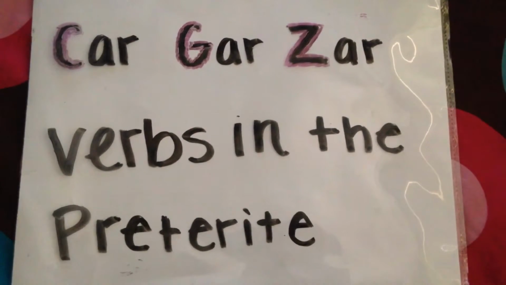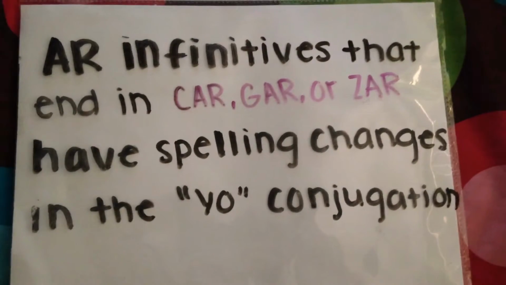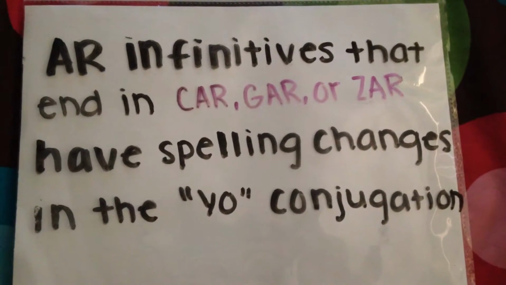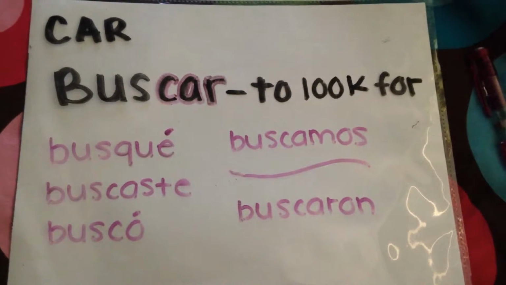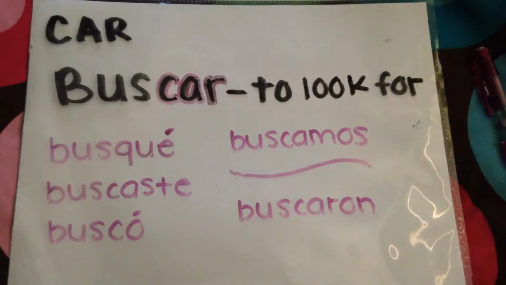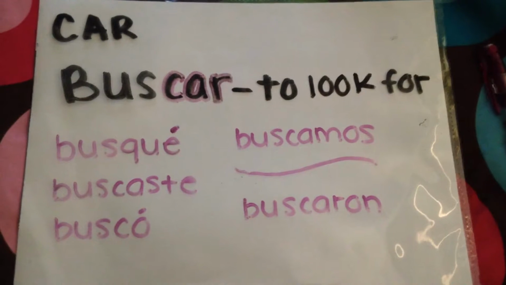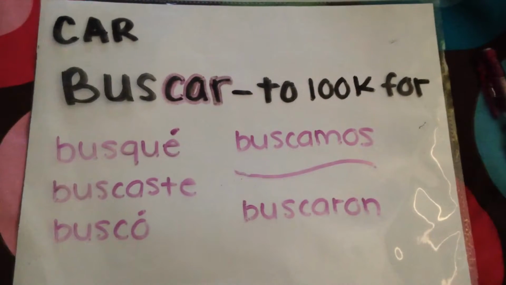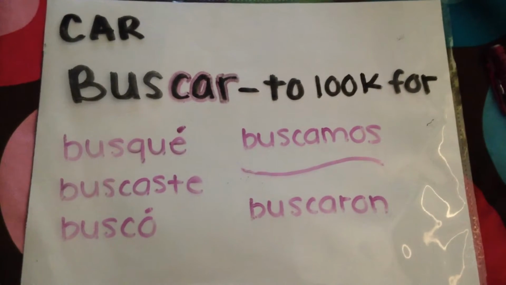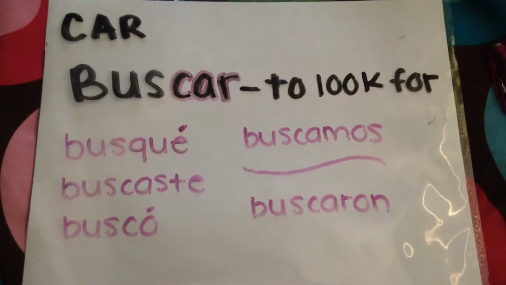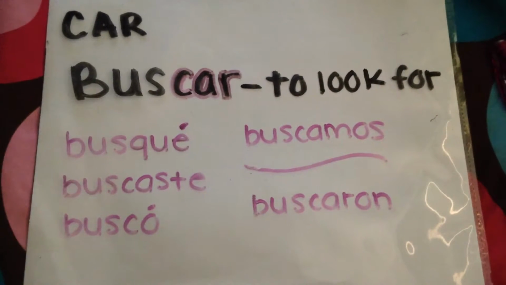Car, gar, and zar verbs in the preterite. AR infinitives that end in car, gar, or zar have spelling changes in the yo conjugation. For car, the C changes to QU before adding E, only in the yo conjugation. An example for car would be buscar, to look for. Busqué, buscaste, buscó, buscamos, and buscaron. If C were not changed to QU before adding E, the C would make an S sound.